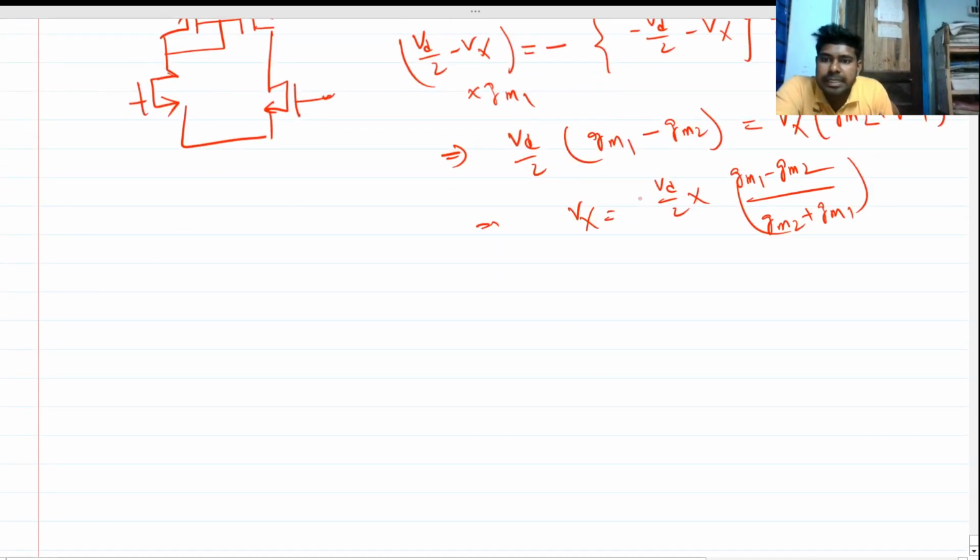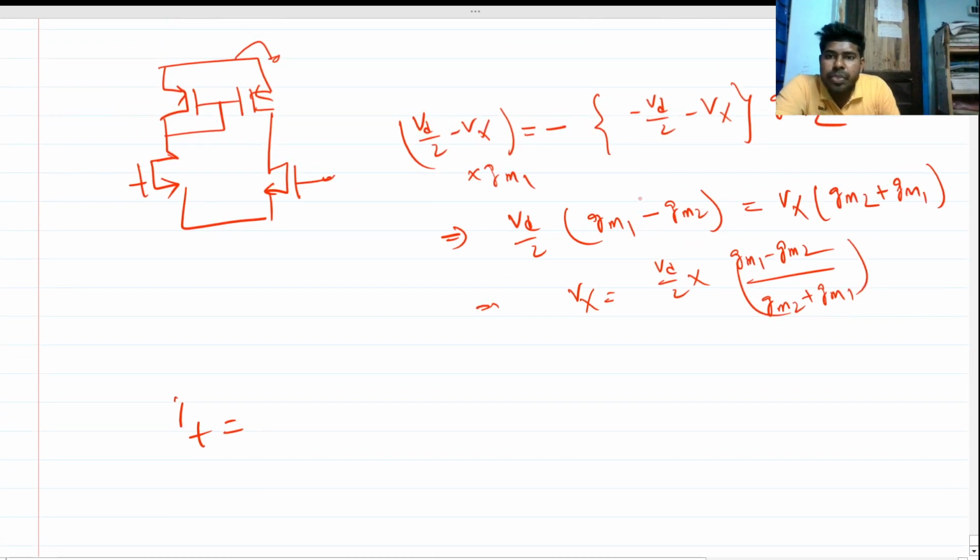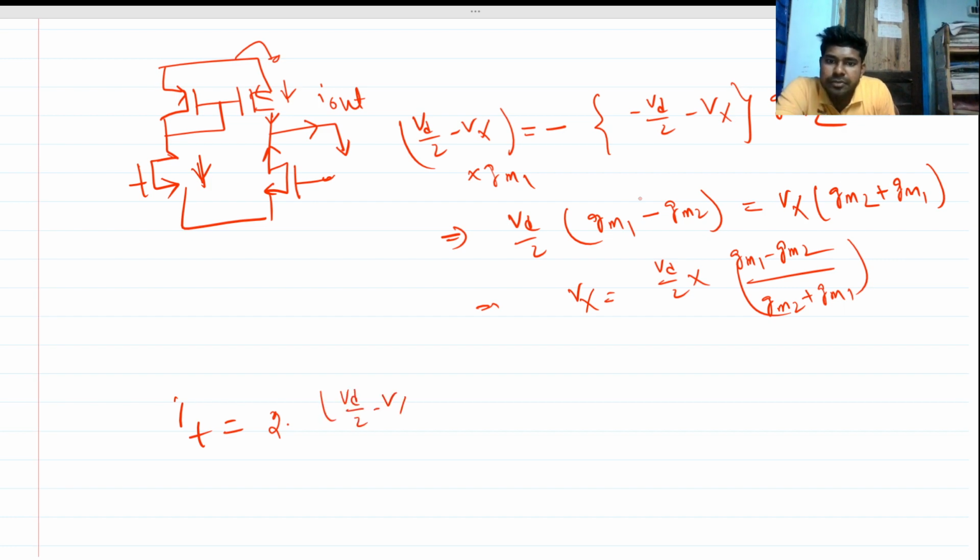So our total IT is nothing but the current flowing. Total IT will be this current plus this current, and these two currents will be equal, right? So we can directly make it two times this current. What will be this current? This will be Vd by 2 minus Vx times Gm1. Okay, so this is our total current. This is correct.